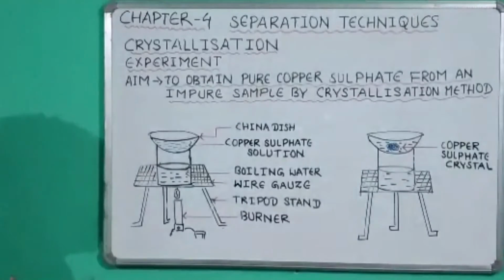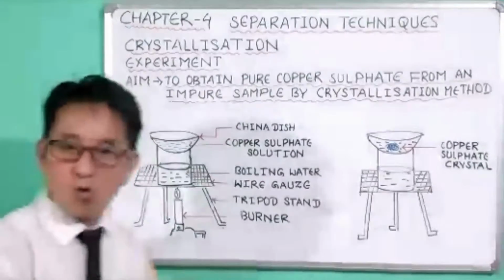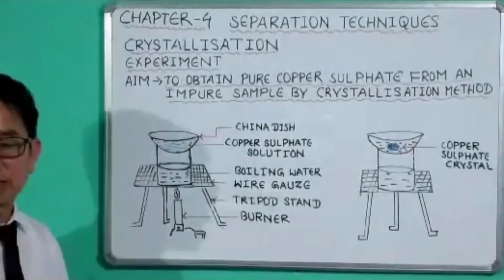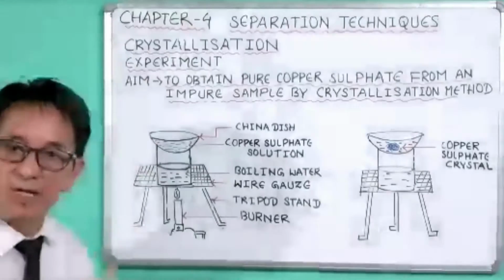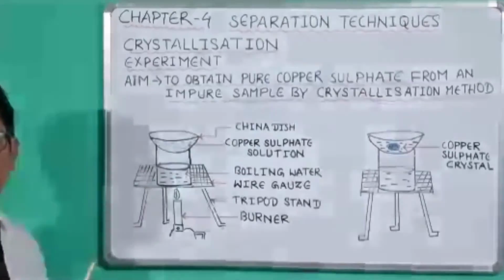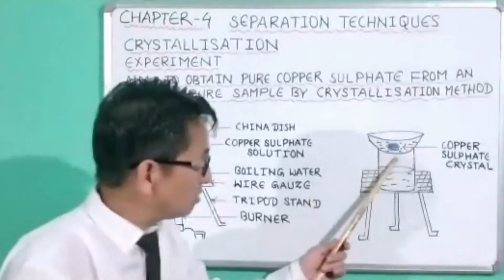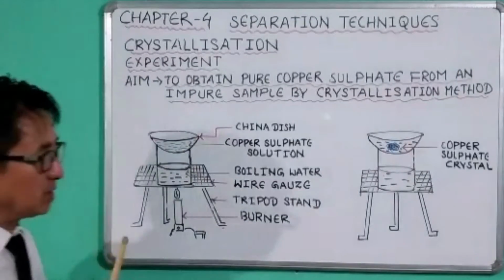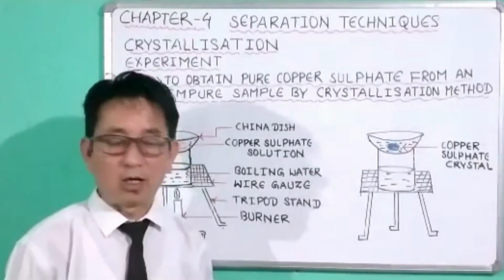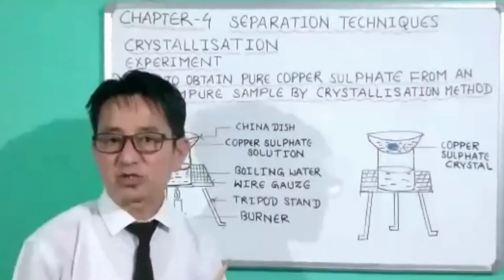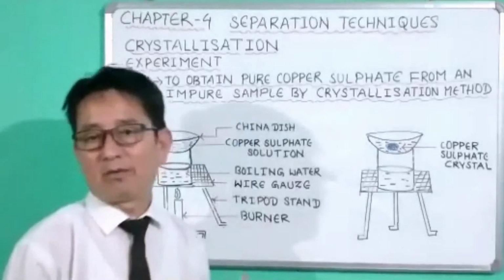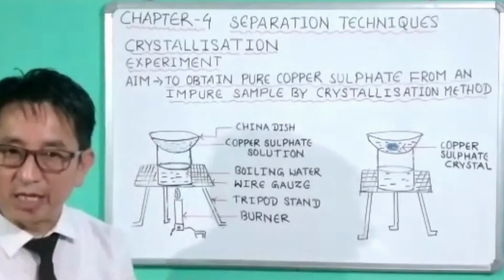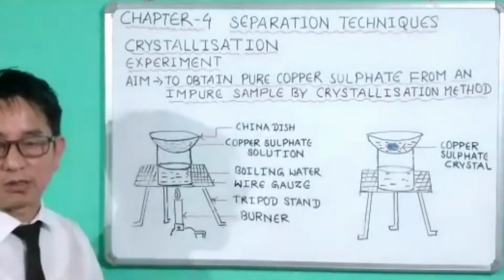Now after that, crystals of pure solid copper sulfate are formed, whereas impurities remain dissolved in solution. Then you can see here the copper sulfate crystals, and the last step, we will separate these copper sulfate crystals from the solution by the method of filtration, and then dry. Then we'll get pure crystals of copper sulfate.